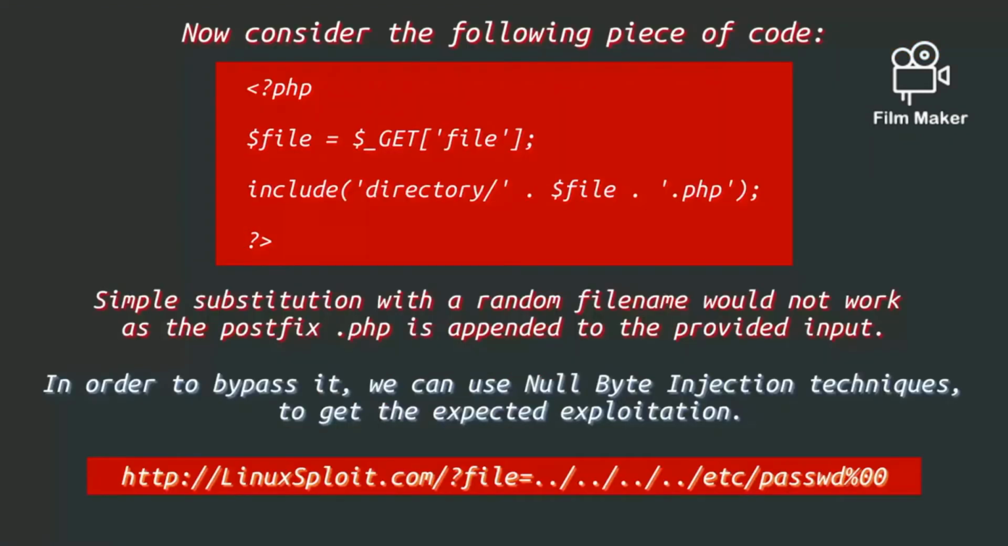Now consider the following piece of code. Now simple substitution with a random file name would not work, as the postfix.php is appended to the provided input. In order to bypass it, we can use null byte injection techniques to get the expected exploitation.